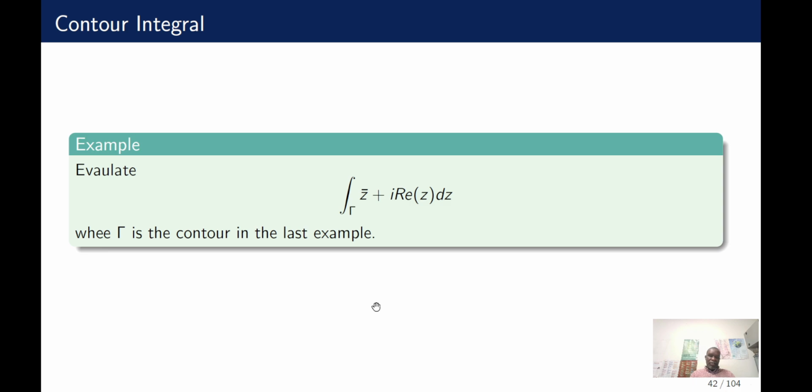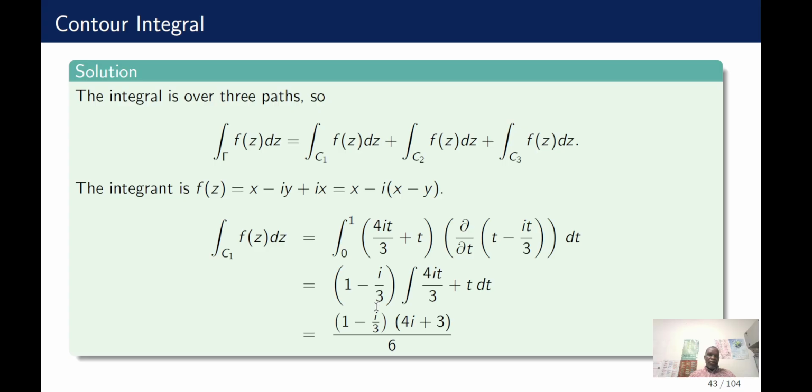Z bar is the conjugate plus the real part, where gamma is the contour in the last example. So we'll use that parameterization which we obtained earlier on. So the parameterization we have it. So we are going to integrate it over the three parts.